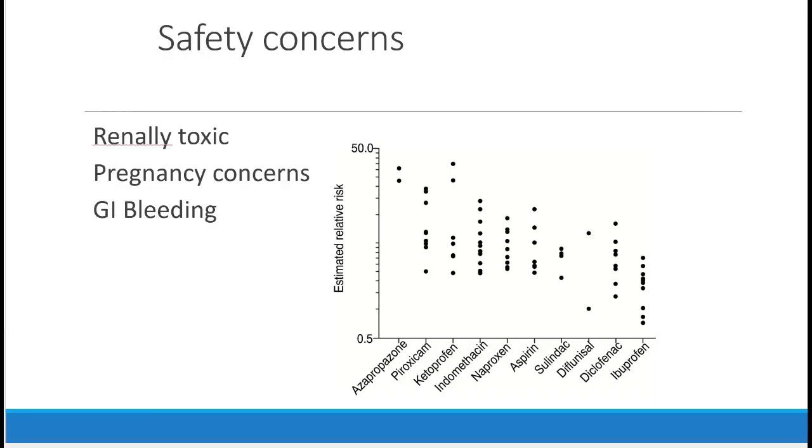NSAID safety concerns. Renal toxicity is a big one. I think we talked about this a little bit when we talked about blood pressure and ACE inhibitors, but prostaglandins and prostacyclins can help with vasodilation in the glomerulus. And if you take that natural process away, you can end up with vasoconstriction. Now, in the short term, it's fine to get a little bit of vasoconstriction within the glomerulus. Over time, that can be problematic, and especially if you combine that with dehydration or an ACE inhibitor, you can really cause damage.